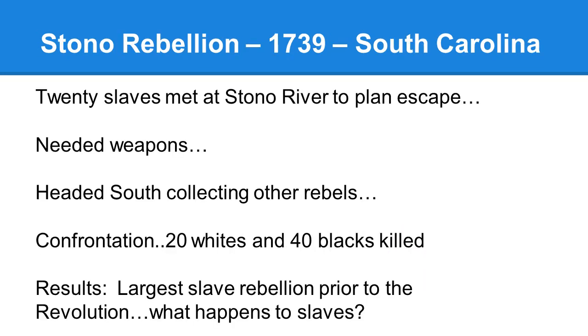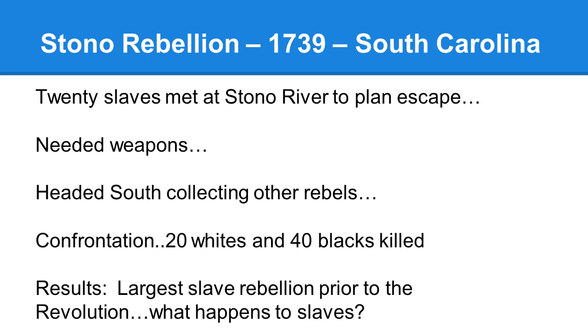So in 1739 in South Carolina, by then you have black slaves. 20 slaves are going to meet at the side of the Stono River. And the reason for them meeting is to plan to escape. So they're from several different plantations in the area. Right away, they realize that they're going to need weapons. So they break into a local store called Hutchinson's store, and they kill the storekeepers. There's two of them, and they steal all the guns and the powder inside, and then they start marching south, collecting other rebels, collecting any weapons that they can find.